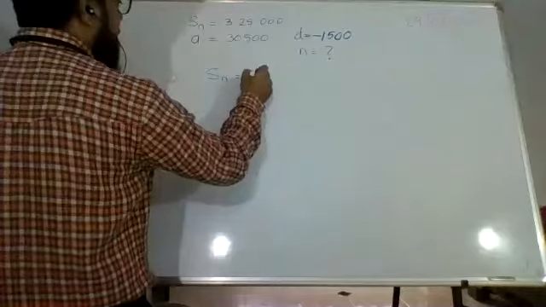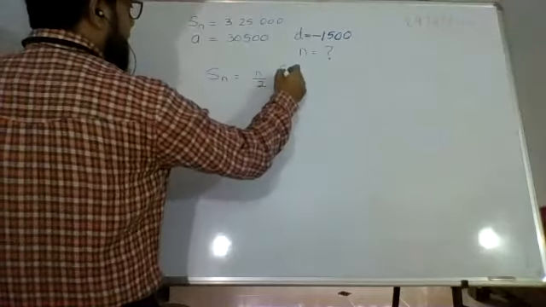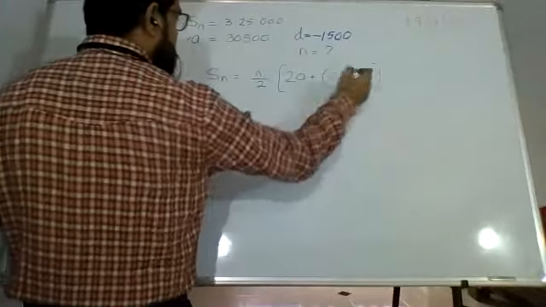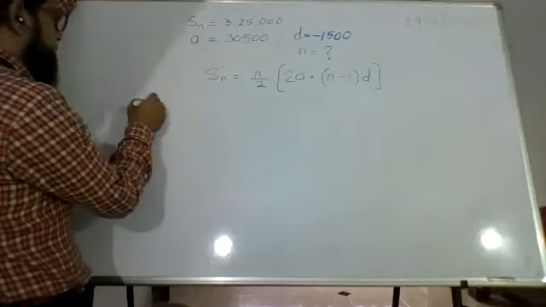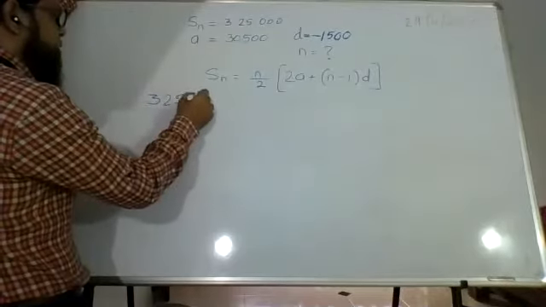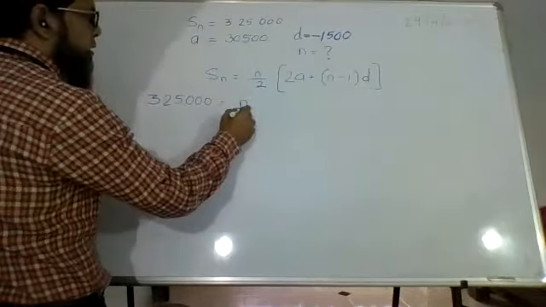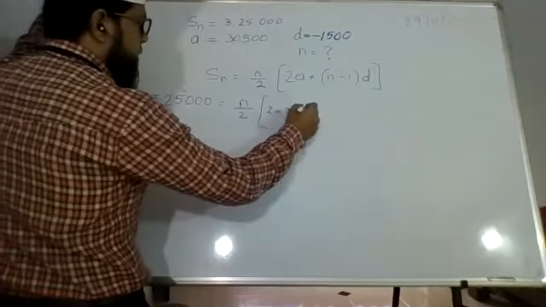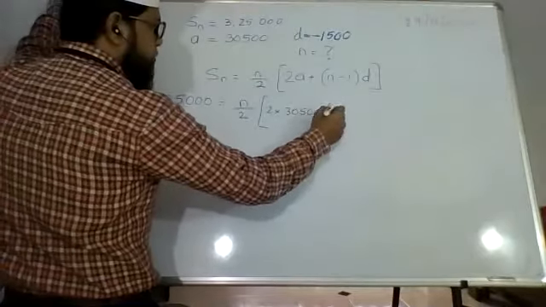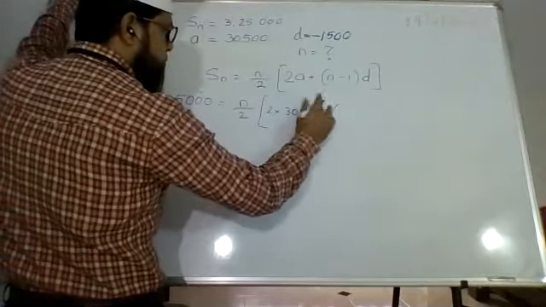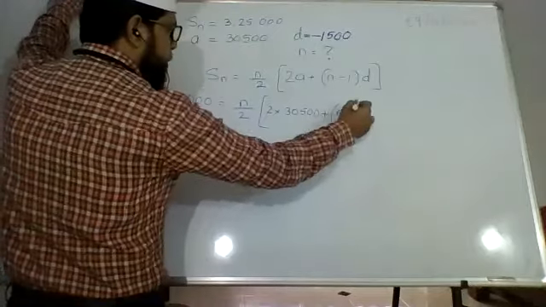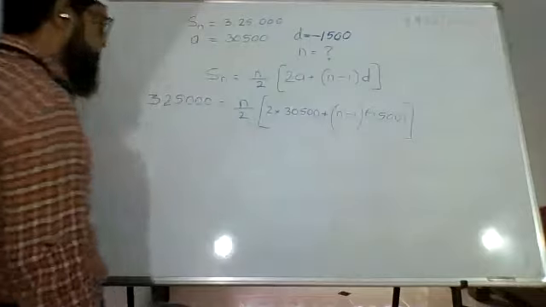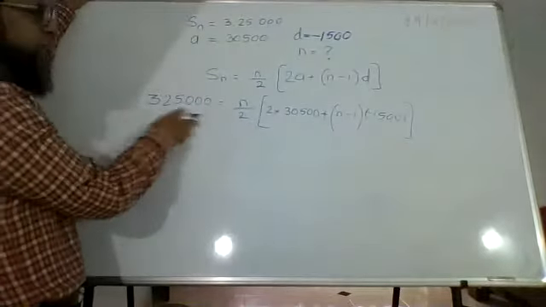SN equals n upon 2 into bracket 2a plus n minus 1 d. SN is given, 3,25,000, equals n upon 2, n I do not know, into 2 times a, which I know, 30,500, plus n minus 1, where n I do not know, into d, which is minus 1,500. Bring this to this side so calculations become easier.